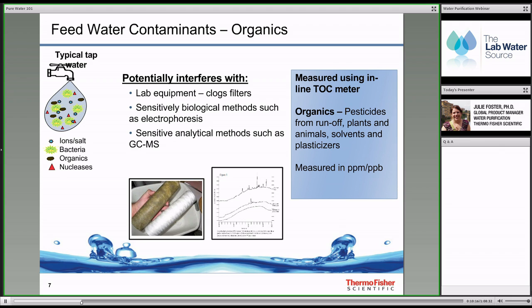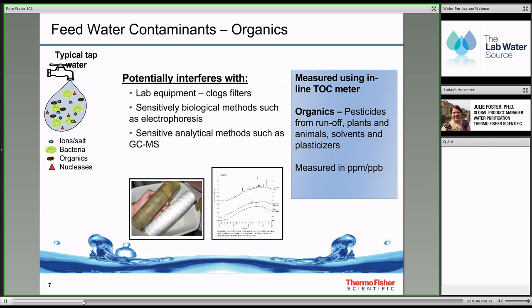Organic contamination really comes from natural sources such as runoff and decomposition. It tends to get worse with rainy seasons, and I think this is important to remember because the level of organics does change in your tap water all the time, and you are feeding your lab systems, a lot of them are fed on tap water.